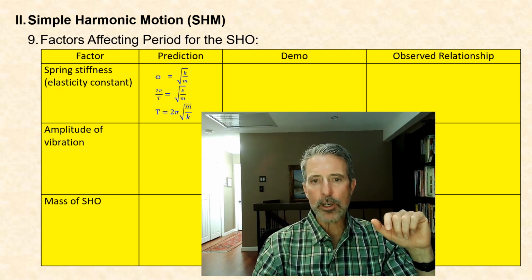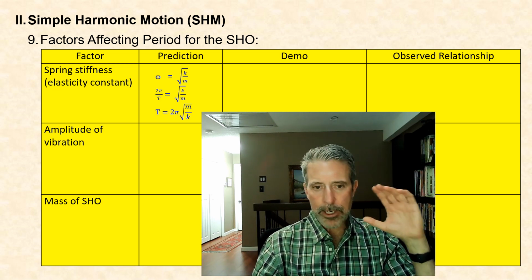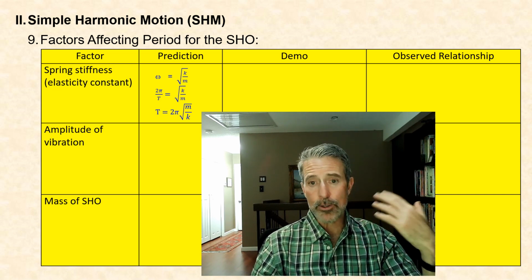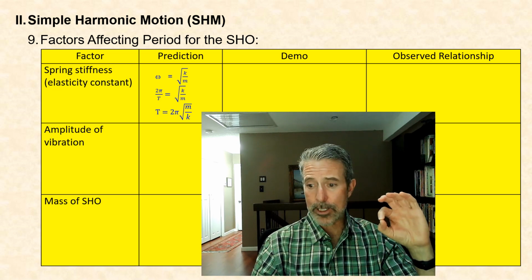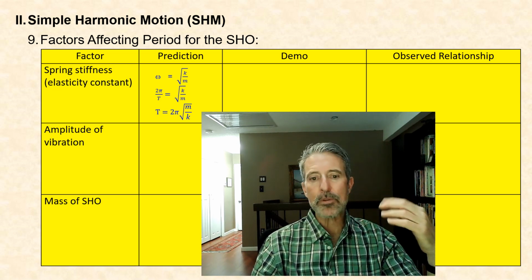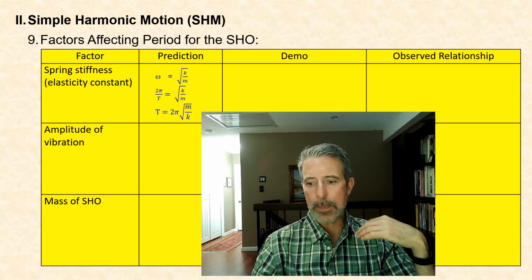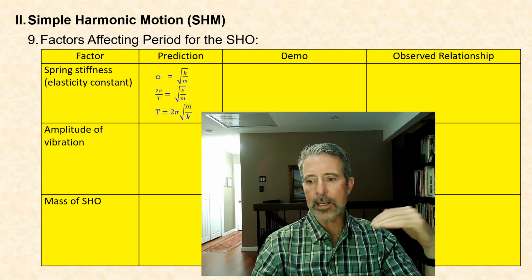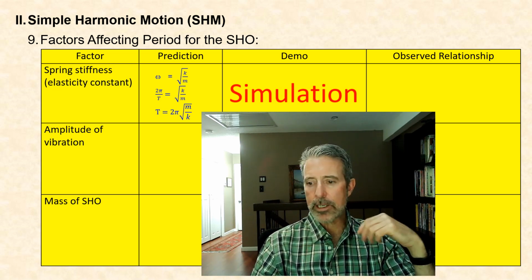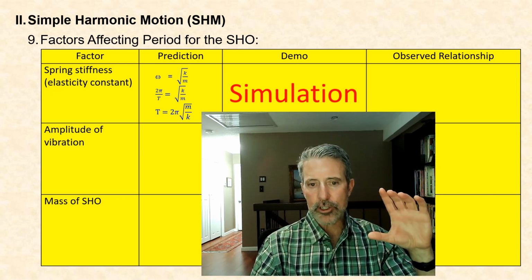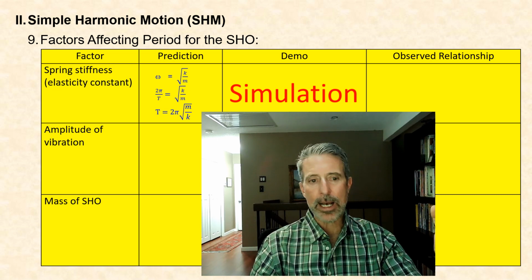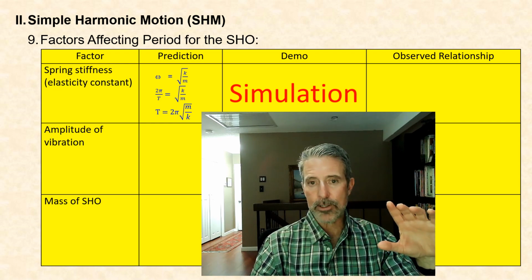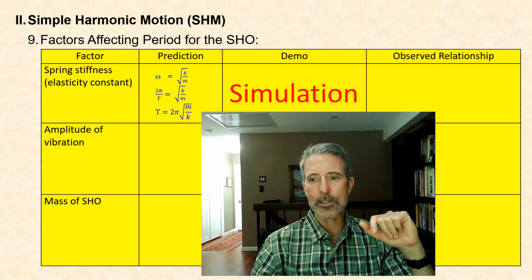You can see from this equation that the period is directly proportional to the square root of the mass of the oscillator. This tells us that as the mass of the simple harmonic oscillator gets bigger, the period increases as well, meaning it would take the oscillator a greater amount of time to complete one oscillation. So in the next slide, we'll take a look at a simulation to see exactly this, the effect of the spring constant or elasticity constant on the period of the simple harmonic oscillator.